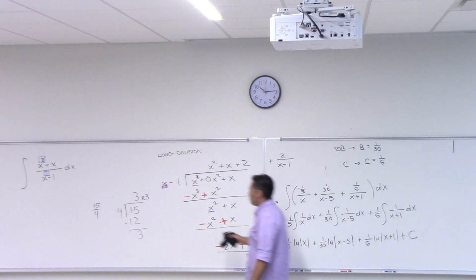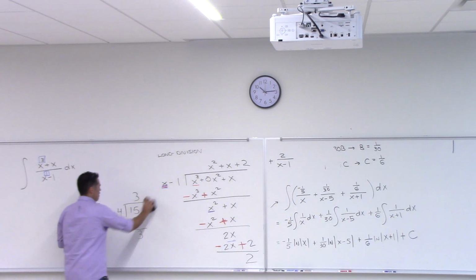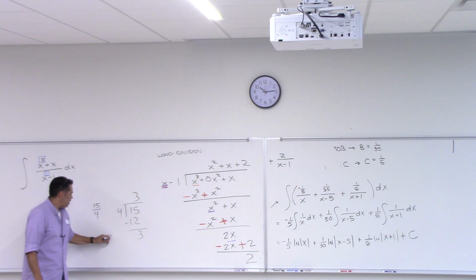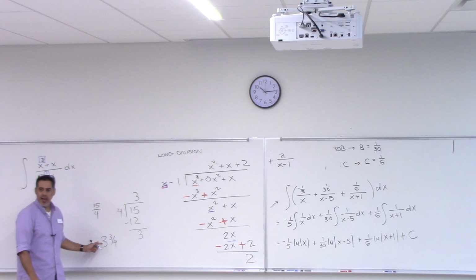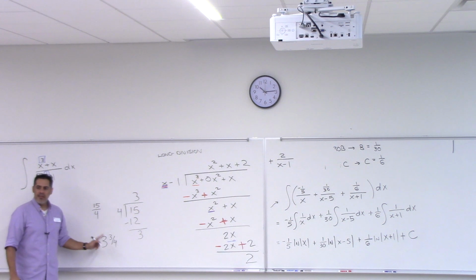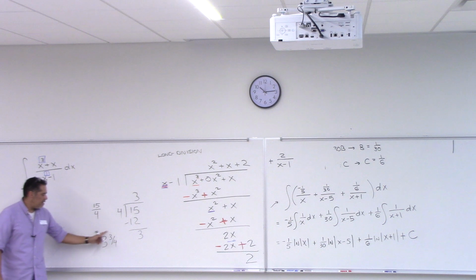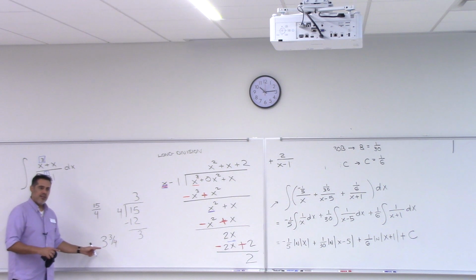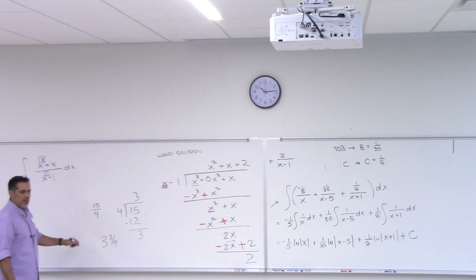See, back in grade school, when you did this, you were taught to write what? 3 3/4? Do you all remember being taught to do that? 3, and then whatever this is over this, put it next to it. Do y'all know what a number written this way is called? A mixed number, right? Mixed numbers suck because a lot of people don't know what they are.